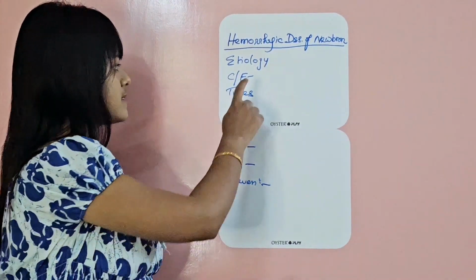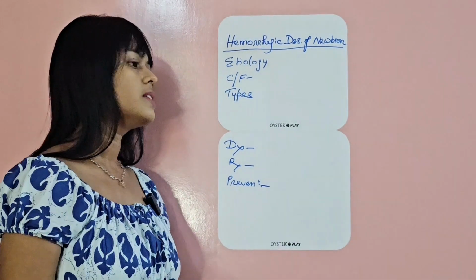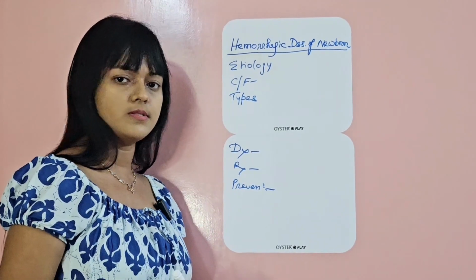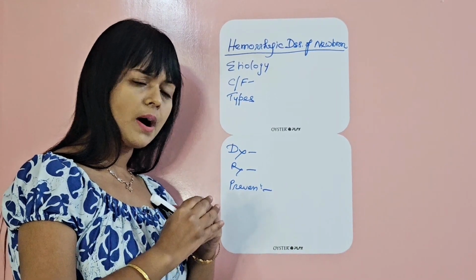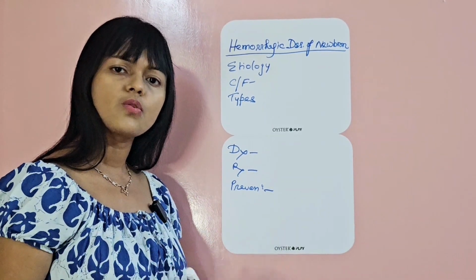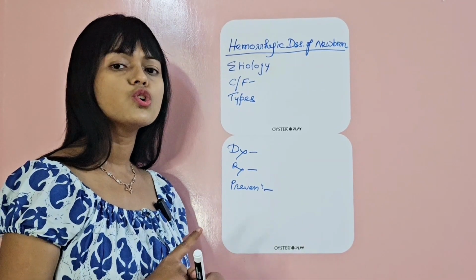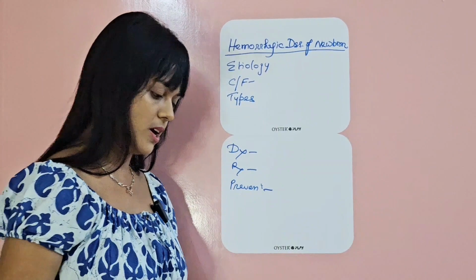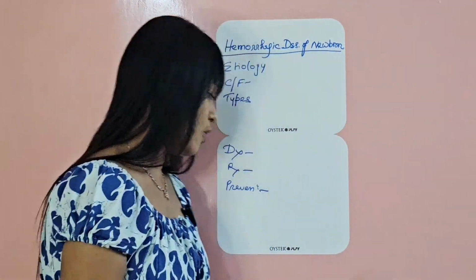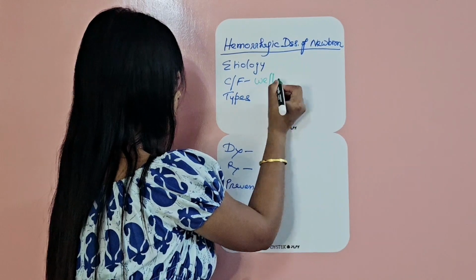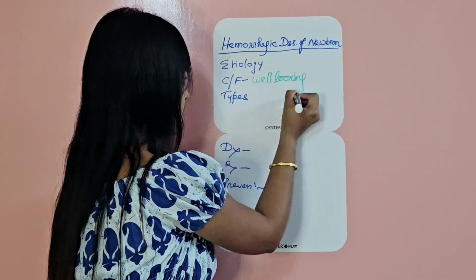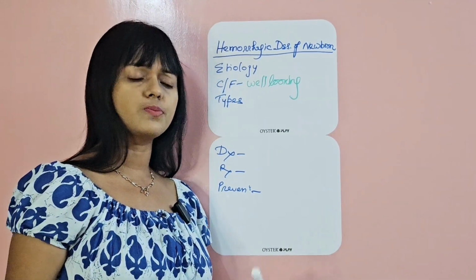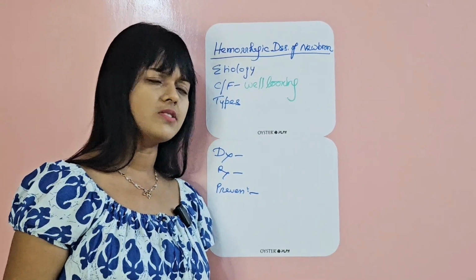Next is the clinical feature, very important. As I told you, for PGs, how will you clinically diagnose hemorrhagic diseases of newborn? A bleeding neonate, yet well looking, I mean not a sick looking child. A well looking bleeding neonate, you should think of hemorrhagic diseases of newborn. The bleeding manifestation may be intracranial, bleeding from the umbilicus, bleeding from any prick sites, and so on.